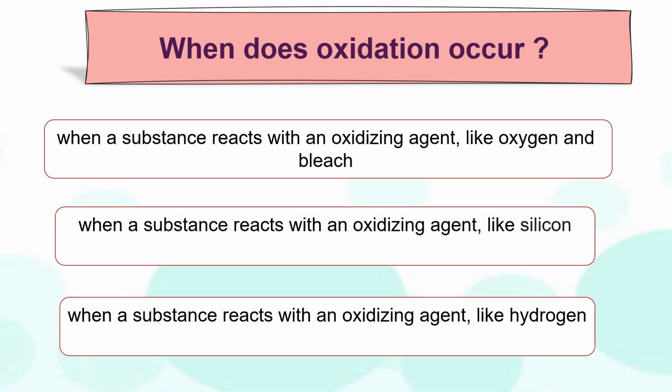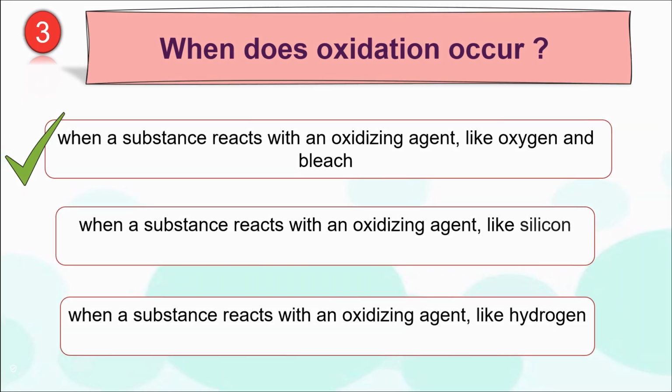When does oxidation occur? When a substance reacts with an oxidizing agent like oxygen and bleach. When a substance reacts with an oxidizing agent like silicone. When a substance reacts with an oxidizing agent like hydrogen. The answer: when a substance reacts with an oxidizing agent like oxygen and bleach, like chlorine and fluorine.